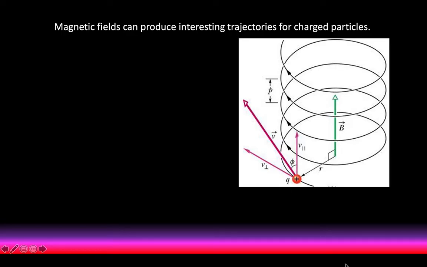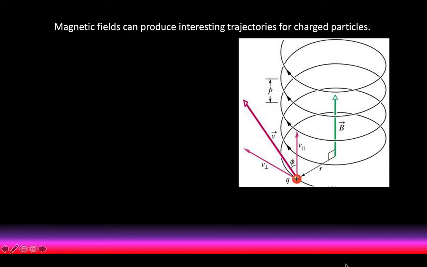The right-hand rule, we could see that the magnetic force can produce an interesting trajectory for a charged particle moving through a magnetic field. In the previous example, we saw that a charged particle moving in the plane of the board with a magnetic field pointing out of the board will cause that particle to move in a circular path.